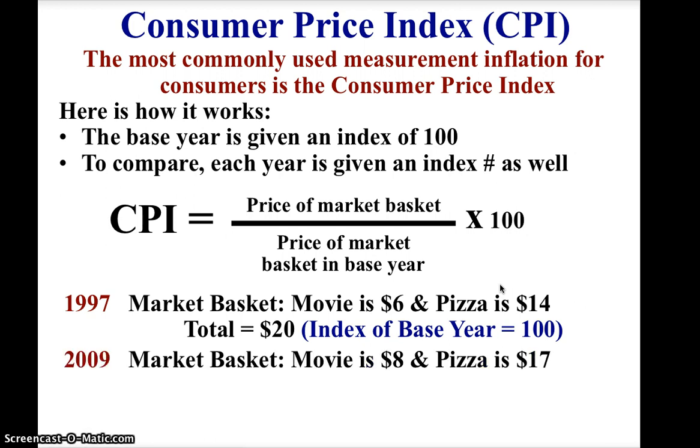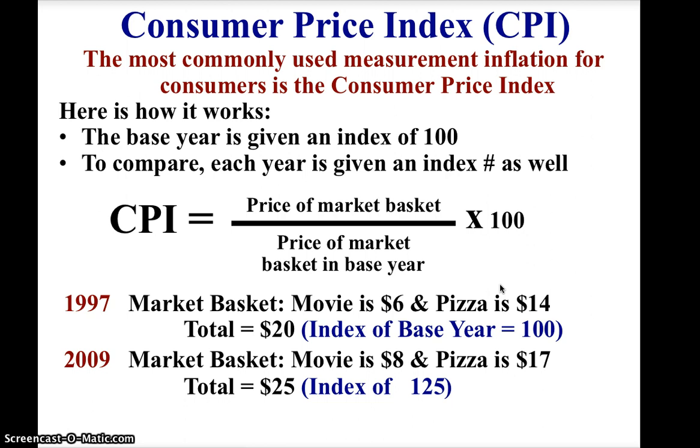Well, in 2009 a movie cost $8 and a pizza costs $17. So when you add that up, that's $25, right? So if you go back to the equation, it would be pretty simple. It would be 25 over 20 times 100. And if you do that, you get an index of 125, right?